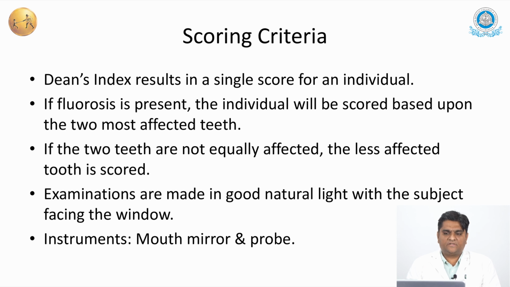Now let us see what the scoring criteria is. In Dean's Index, it results in a single score for an individual. So what we have to do is give a single score after observing all the teeth. If fluorosis is present, the individual will be scored based upon the 2 most affected teeth in the oral cavity. And if the 2 teeth are not equally affected, the less affected tooth is scored.